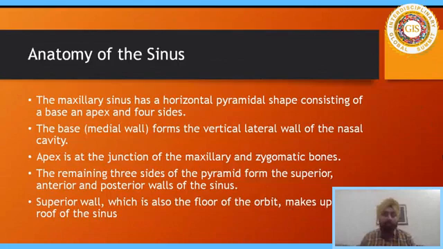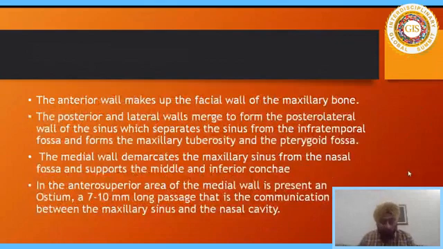The superior wall, which is also the floor of the orbit, makes up the roof of the sinus. The anterior wall makes up the facial wall of the maxillary bone. The posterior and lateral walls merge to form the posterolateral wall of the sinus, which separates the sinus from the infratemporal fossa and forms the maxillary tuberosity and the pterygoid fossa. The medial wall demarcates the maxillary sinus from the nasal fossa and supports the middle and inferior conchae. In the anterosuperior area of the medial wall is present an ostium, a 7 to 10 mm long passage that is the communication between the maxillary sinus and the nasal cavity.